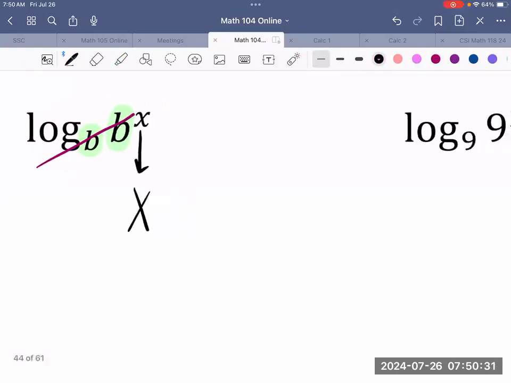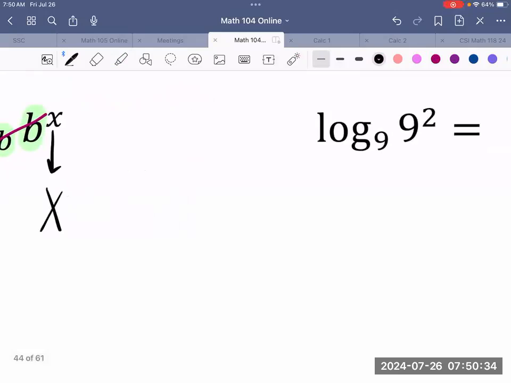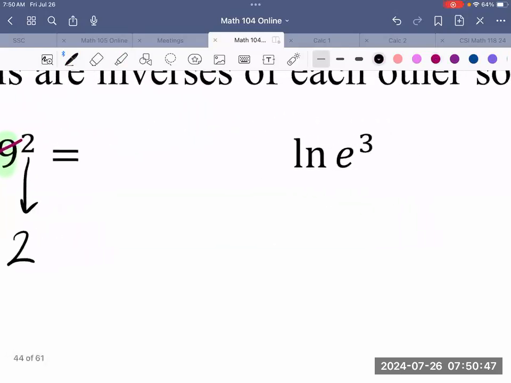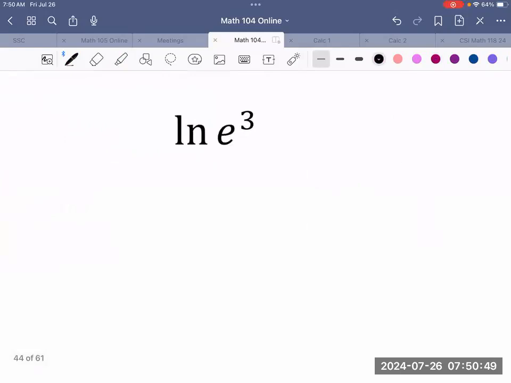So let's do it again. Pause the video, see if you can get that one. These 2 values match, or your bases match, I should say. They cancel, your 2 drops. It's just equal to 2. What about this one? All right, well, ln has a secret base, we said, of e. So your e matches with your exponential base. They cancel, and your 3 drops.